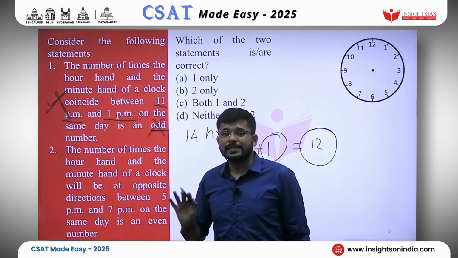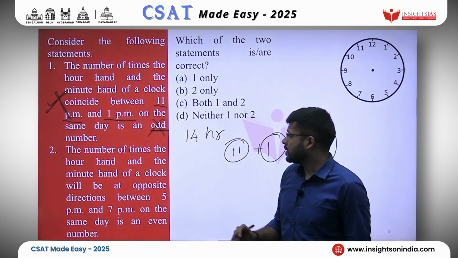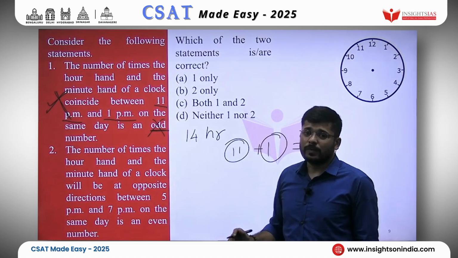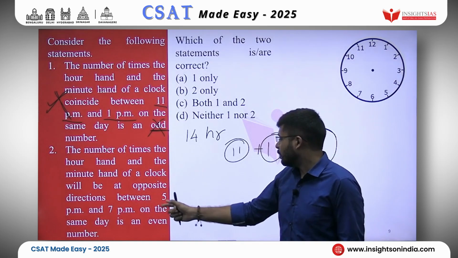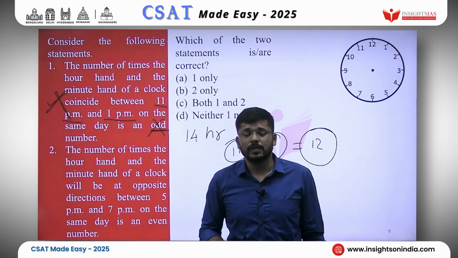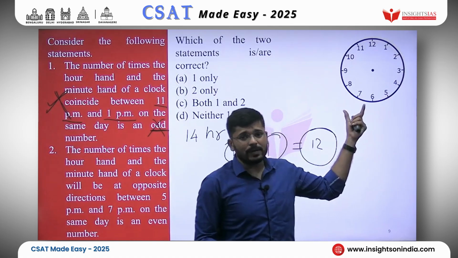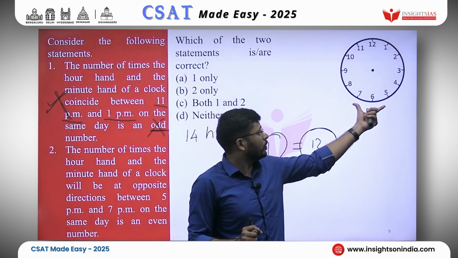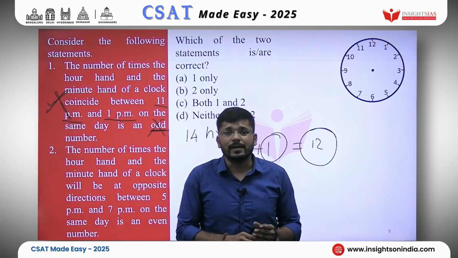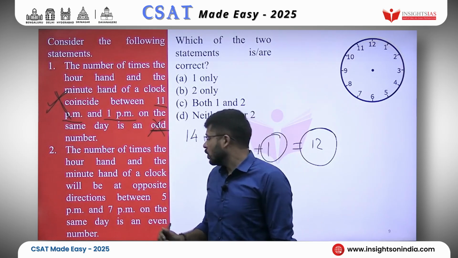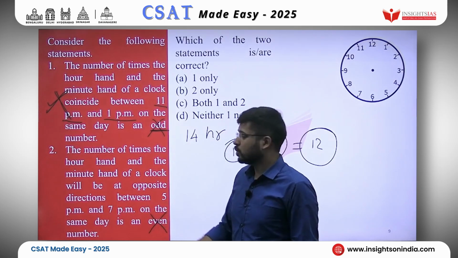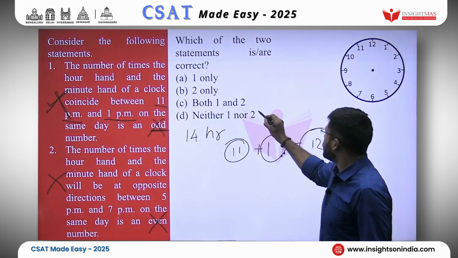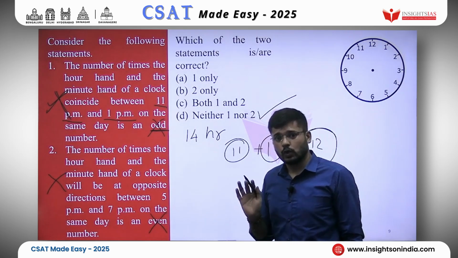Now let's look at statement 2. The number of times the hour hand and the minute hand of a clock will be at opposite directions between 5 p.m. and 7 p.m. Both are evening times. Between 5 p.m. and 7 p.m. on the same day is an even number. We know that between 5 and 7, the hour hand and the minute hand will be at opposite directions only once, right? And 1 is not an even number. So, statement 2 is also wrong. So, what will our answer be? Our answer will be neither 1 nor 2.